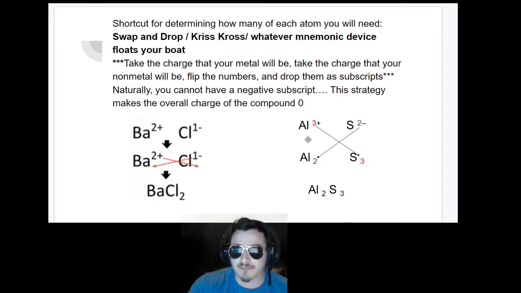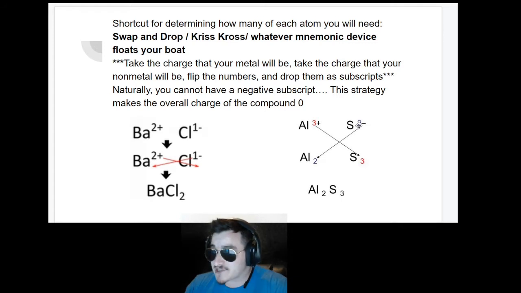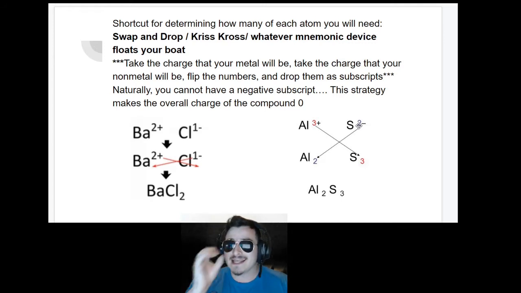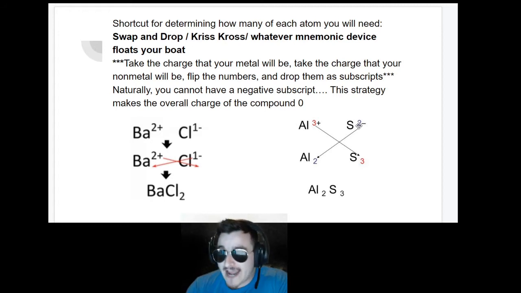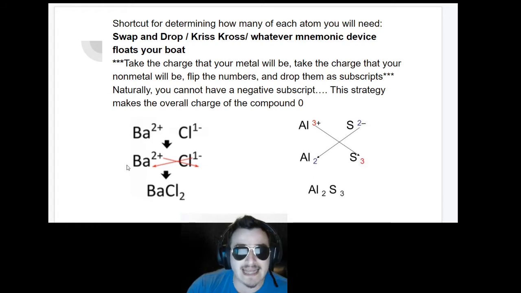So 2 times the plus 3 charge of aluminum is positive 6, and 3 sulfurs times the negative 2 from the sulfurs is negative 6. 6 minus 6 is 0. The charges are still there, but you can't have a negative amount of atoms. Never, never, never should you have a negative number written in a chemical formula. Do not do that. You'll never see it anywhere, okay?